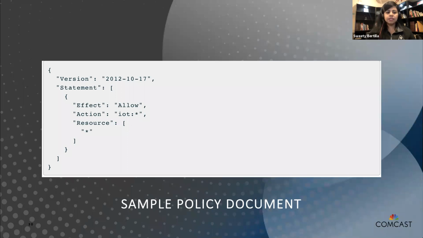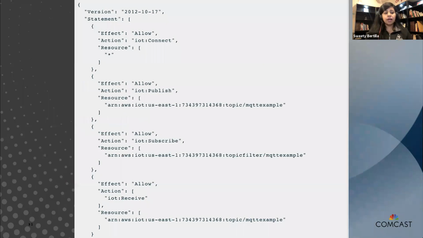Let's look at a simple policy document. This is a policy document where the action is IoT star. IoT star means this client is allowed to do anything. That means they're allowed to connect, subscribe, publish, receive, and they can use any kind of resource. There is no specific resource here. But I can be more specific, and I can say that for this client, I'm allowing the client to connect.